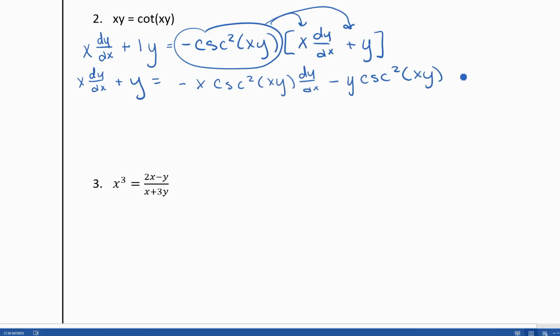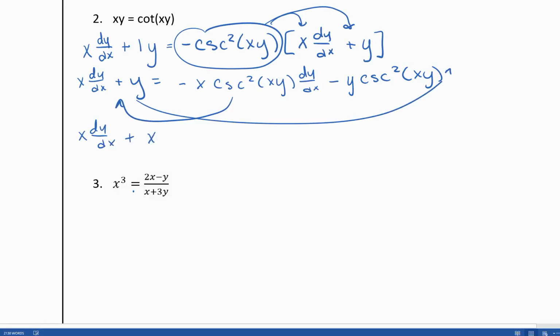Okay, again we need to put the dy/dx terms on one side and the other, so I'll add this one over and subtract the y over. That'll give us x dy/dx plus x cosecant squared of xy dy/dx equals negative y cosecant squared of xy minus y. In my last two steps, we get to pull out that dy/dx.